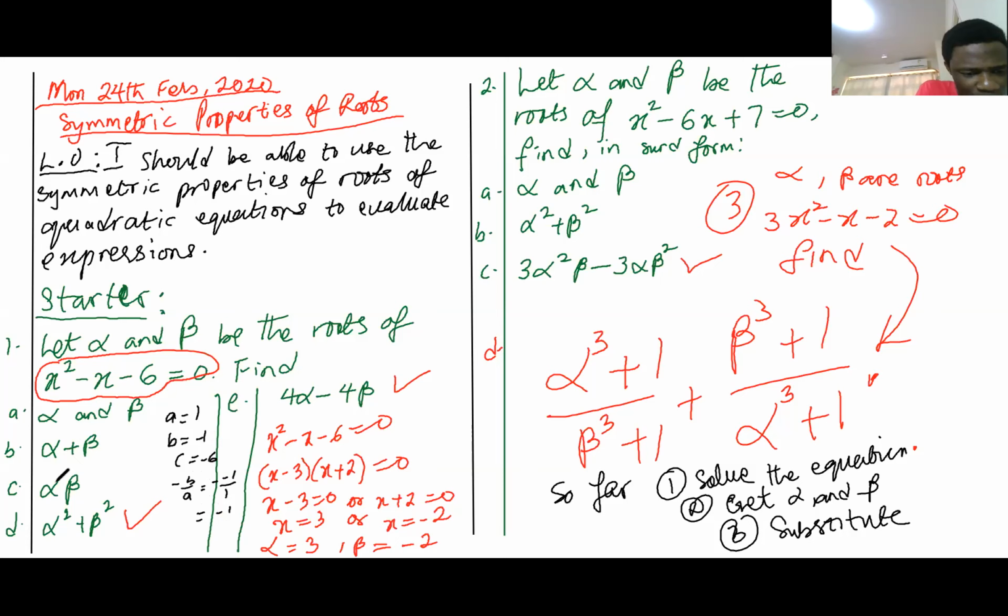Okay? Alpha beta is c over a. C over a in this case will be what? -6 over 1, which is -6. Can you see that?